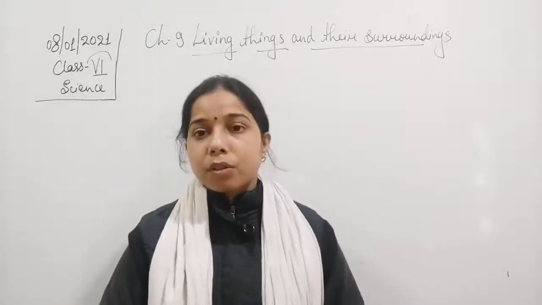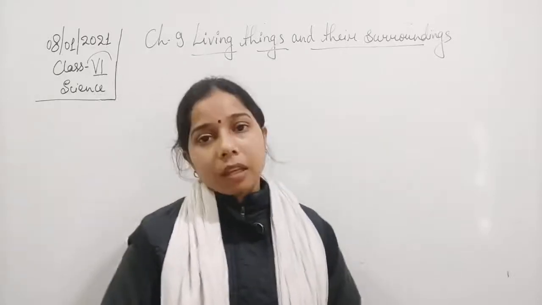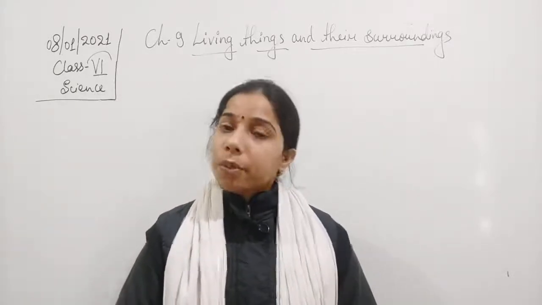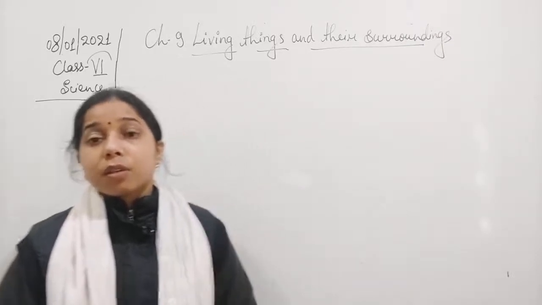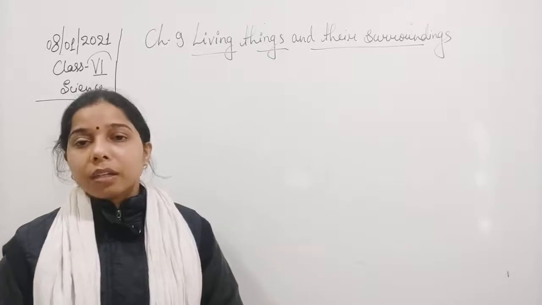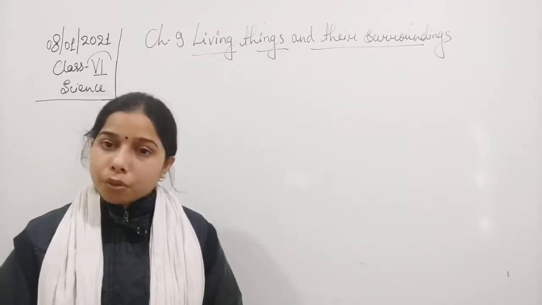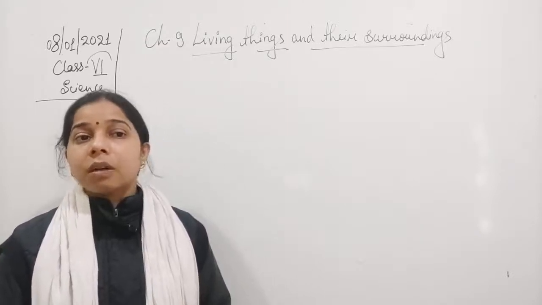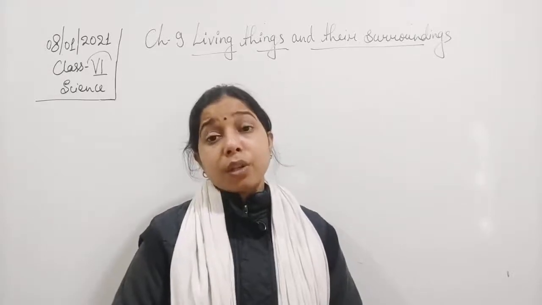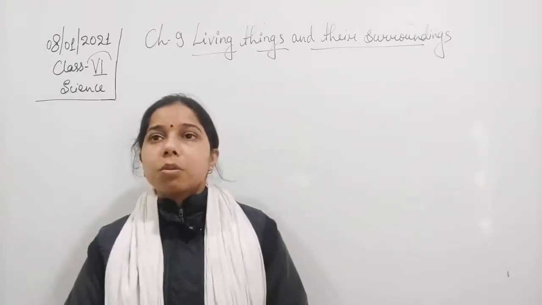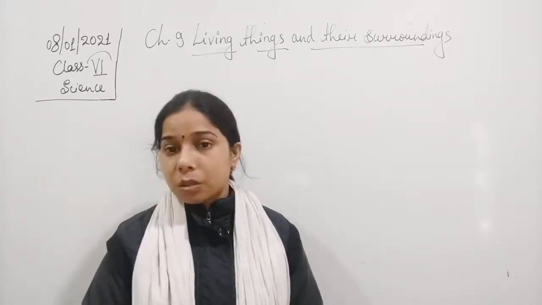Hello students. In the previous class in this chapter, living things and their surrounding, we were talking about the characteristics of living things. We have seen the different characteristics of living things, including how they grow, how living things respire but non-living things do not. Living things excrete. It means they release waste material from the body, but non-living things do not.